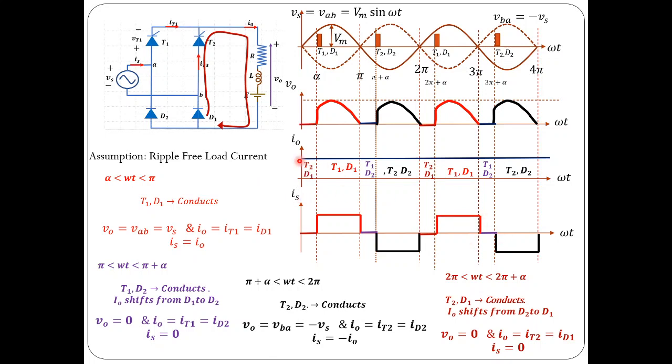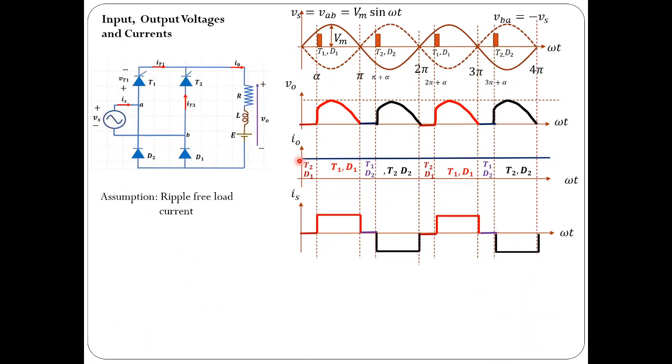Okay, so now this is the operation, and let us see the mathematical expressions for output voltage and output current, input voltage and input current respectively. If you see, the frequency of the output voltage is double that of the input. The input frequency is Fs and the output voltage frequency is equal to 2 into Fs. By the time the input completes 1 cycle, the output voltage completes 2 cycles.